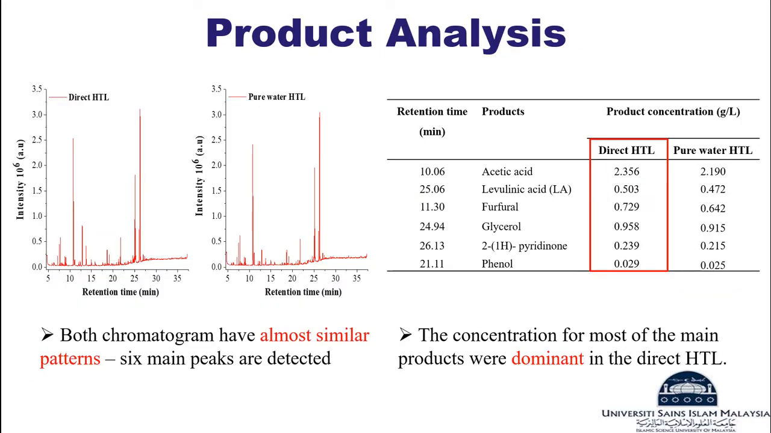The GCMS analysis was also conducted, and it is interesting to see that both chromatograms, either using pure water or direct HCl, where the waste is introduced to the reaction directly, have the same or almost similar pattern. We also tried to determine the concentration of the liquid obtained, and it showed that most of the main products were dominant in direct HCl.